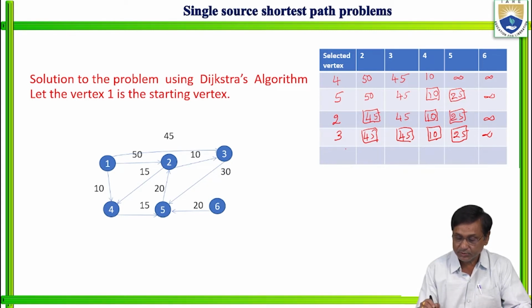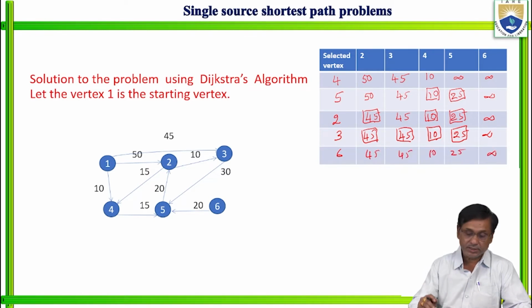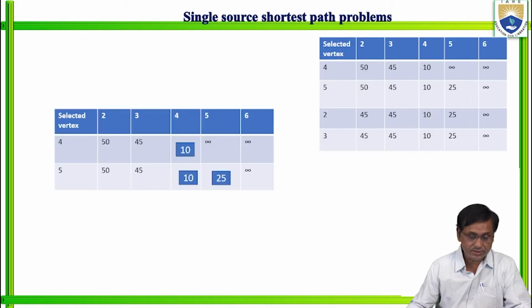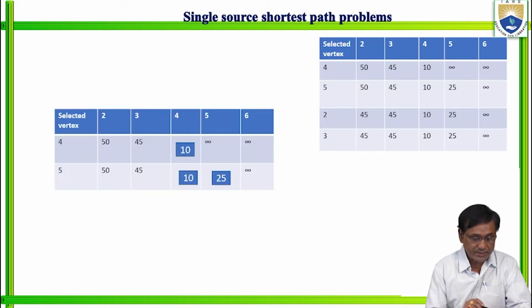Now again we can consider the remaining, only the 6th vertex is there. 45, 45, 10, 25, infinity only. Like that we can find out the distances. Now you see, in the first step we selected the first vertex, the distance is 50, the distance corresponding to 3 is 45, corresponding to 4 is 10, 5 is infinity and 6 is infinity. So in this the 10 is the minimum. So we selected the vertex 4.